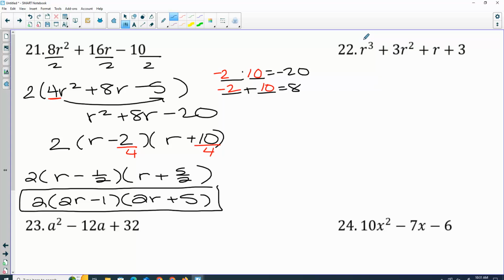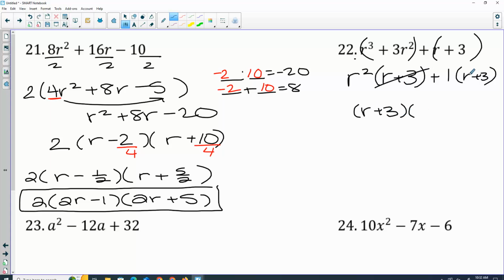22, 4 terms, what do we do? All right, Blair, what can I take out of the first one? Out of this first parenthesis, r cubed and 3r squared. What can we take out? Oh, I can take out r squared. And that leaves us with r plus 3. If there's nothing that comes out, what do we put for that one? 1. So for my final answer, we put the r plus 3. And then once I take that out, we're left with r squared plus 1.